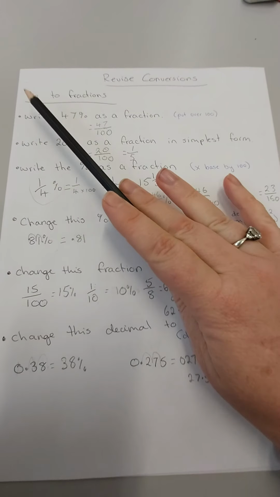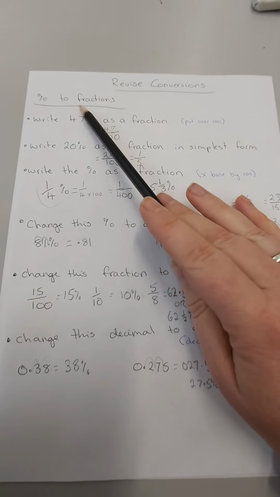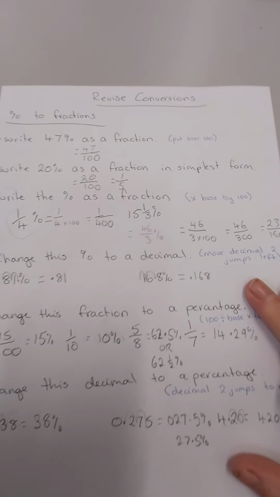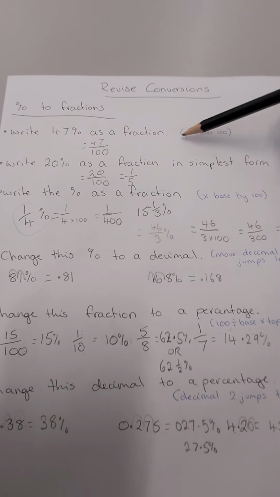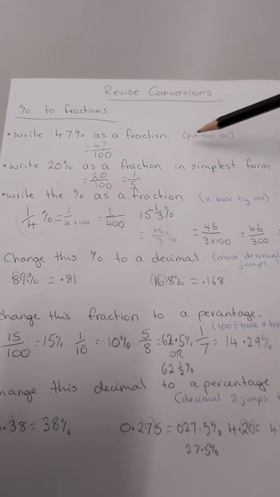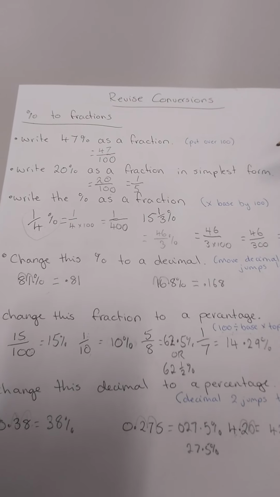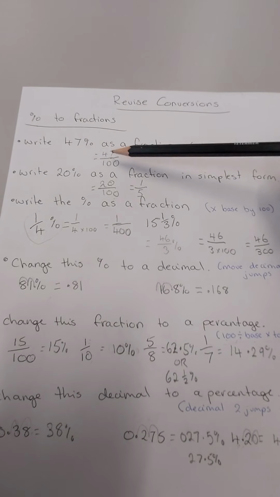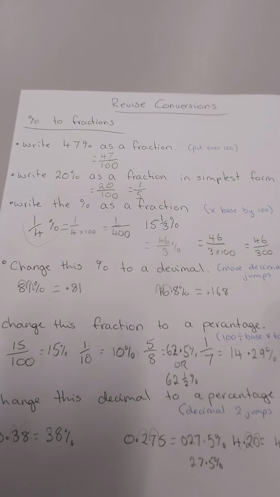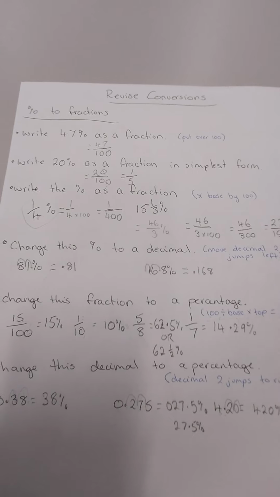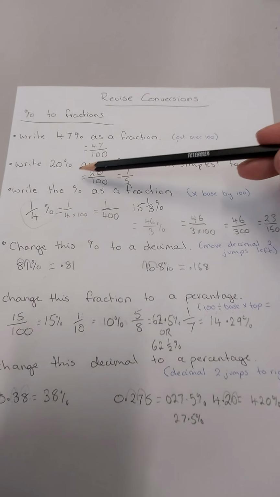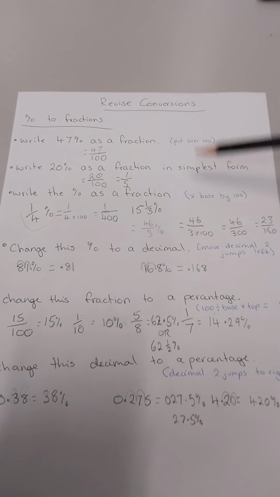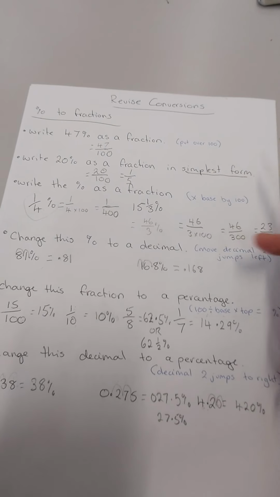So the first thing we're going to quickly revise is percentage to fractions, okay? And you can see just in blue I've written what we do. So we're putting it over 100, basically. So 47% is the same as 47 over 100. Super easy. Now the second question, write 20% as a fraction in simplest form, okay?